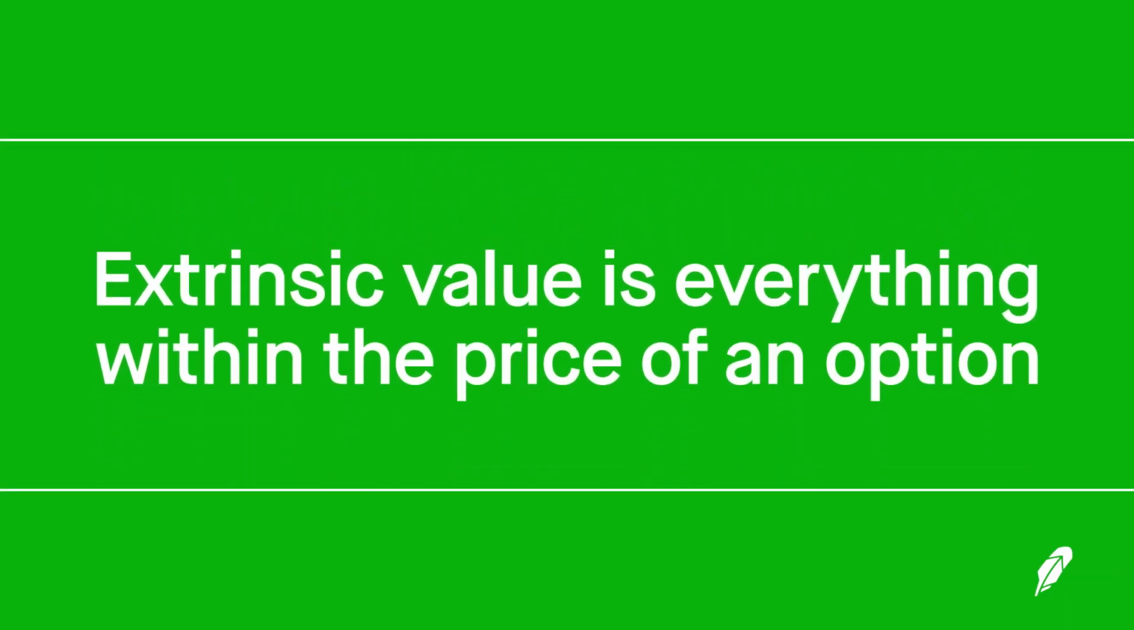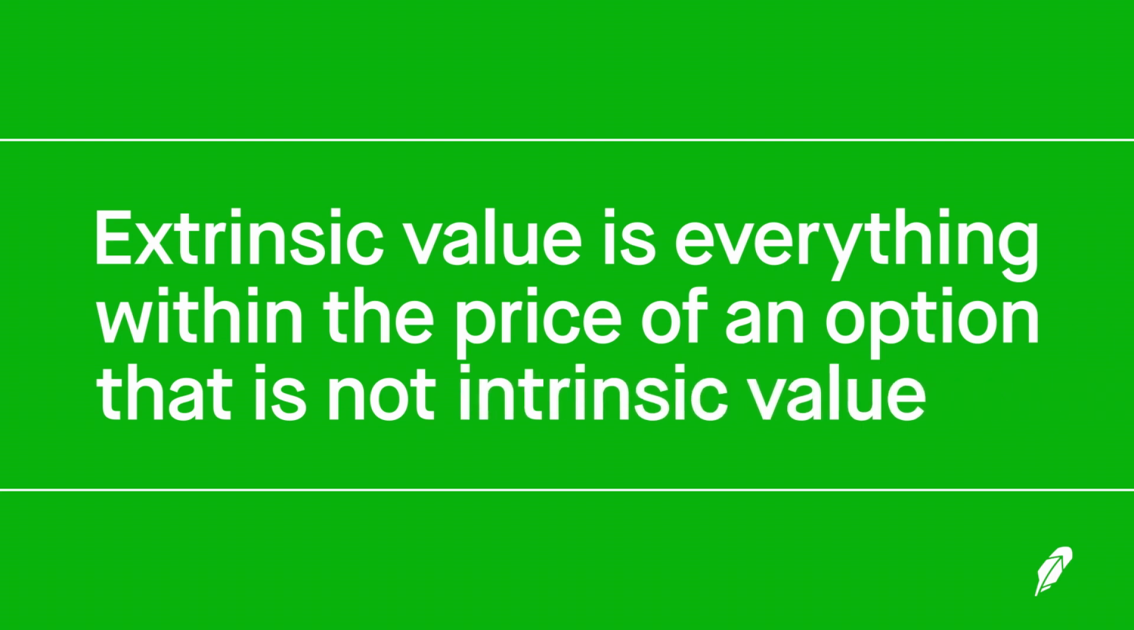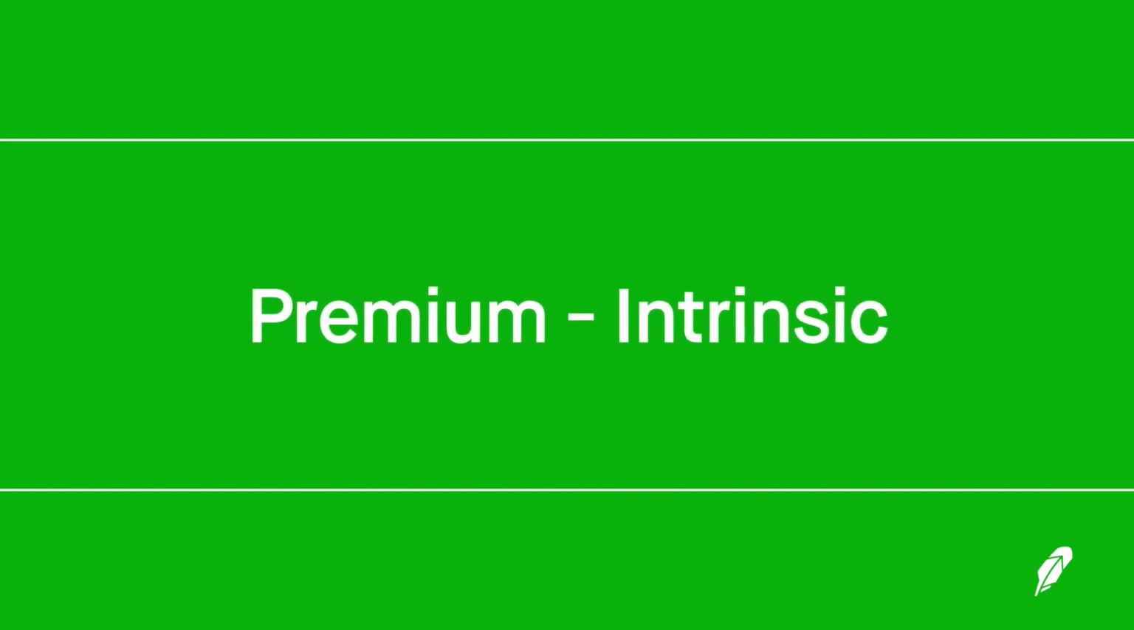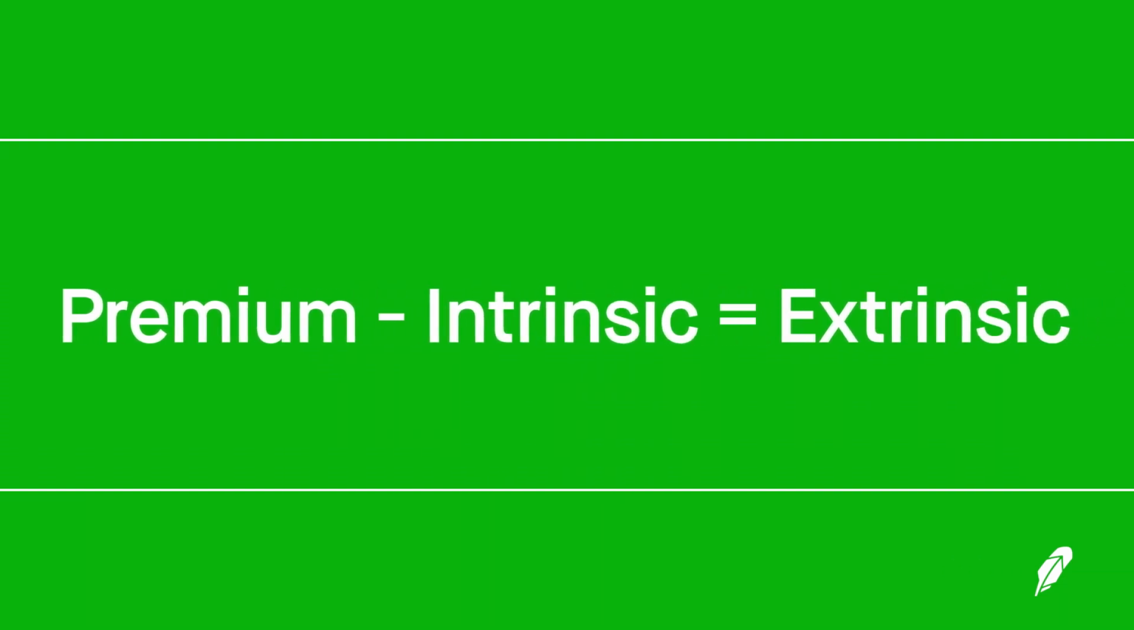Meanwhile, extrinsic value is everything within the price of the option that is not intrinsic value. This is often referred to as time value because, holding all else equal, it will decrease with time as the options get closer to expiration. This is the portion of the option that is forfeited or given away if the option is exercised. To calculate extrinsic value, take the option's premium and subtract the intrinsic value. This gives you the extrinsic value.